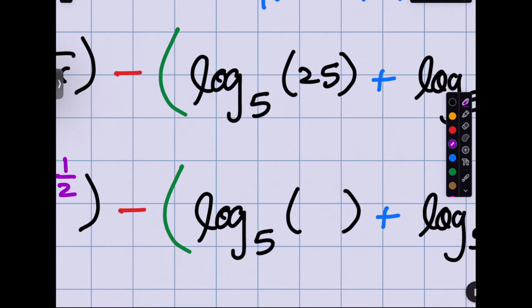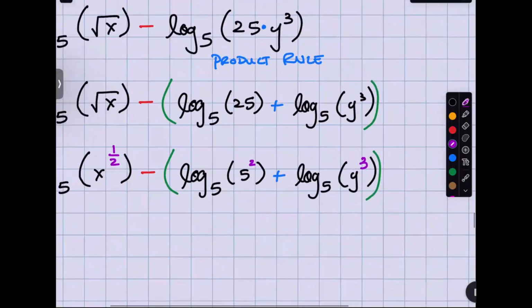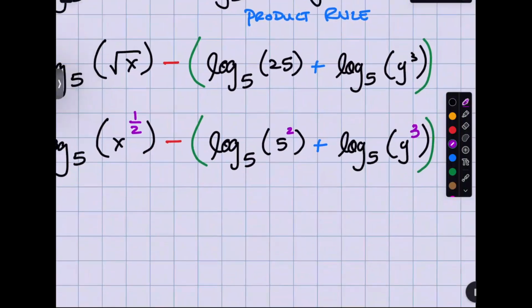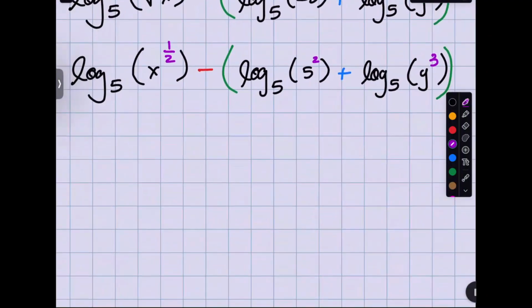Now, if this number was, let's say, 23, and I can't make it to a base of 5, then I'm just going to leave it as log base 5 of 23. But if I can make it to that base, then I will. So this is now going to be 5 squared. Does that make sense?